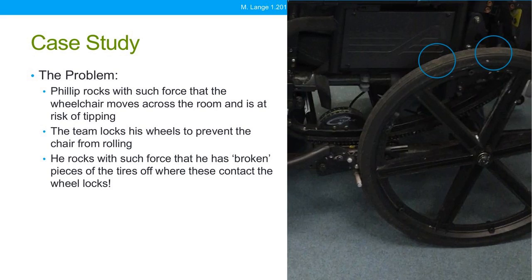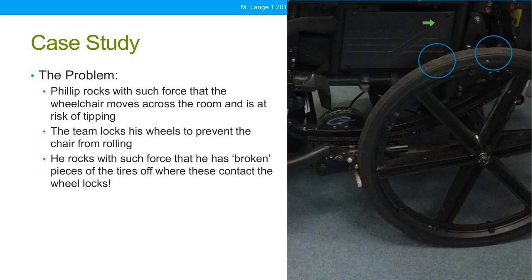So as you can see, Philip really likes to rock and roll. He moves and moves and moves. He moves with such force that his wheelchair will actually move across the room and is at risk of tipping over. So to prevent this from occurring, his team locks the wheels to keep it from rolling across the room.